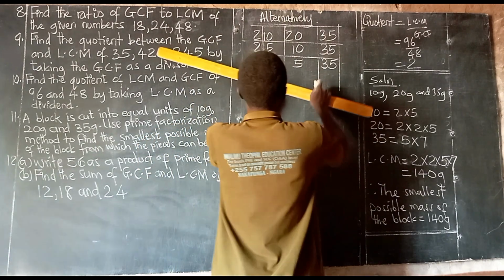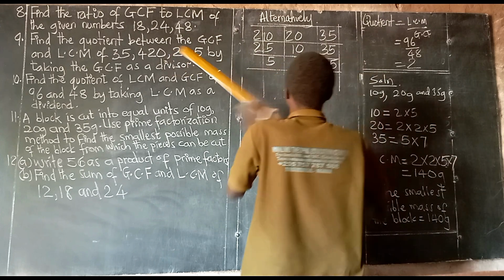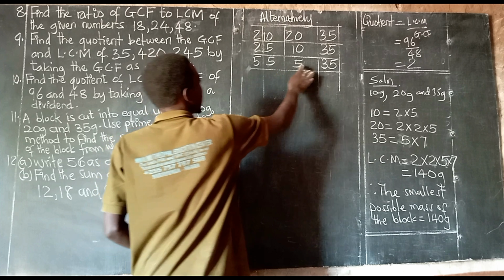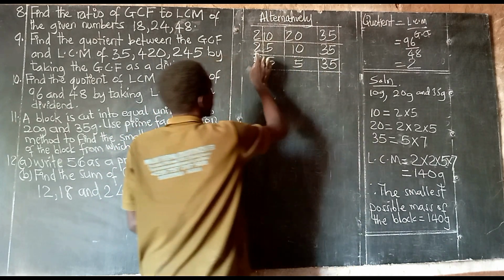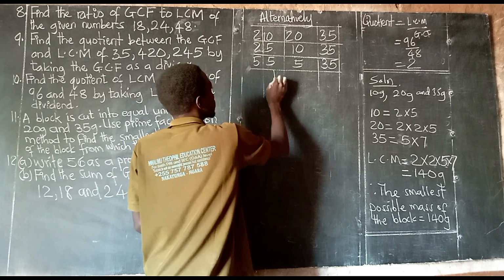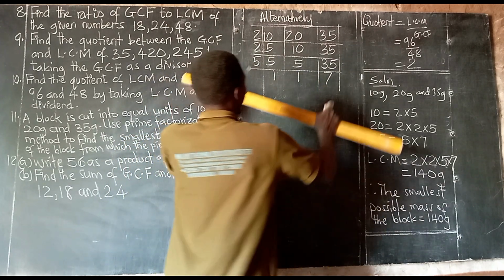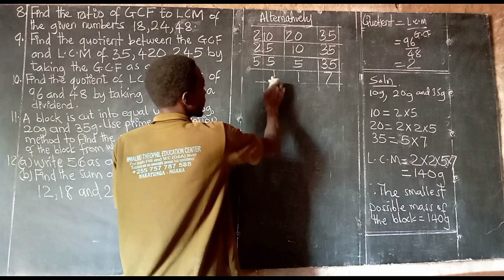Now, the next prime factor to be used is 5. As there is no number divisible by 2 anymore, the next is 5. 5 over 5 you get 1, 35 over 5 you get 7. The last prime factor to be used is 7.